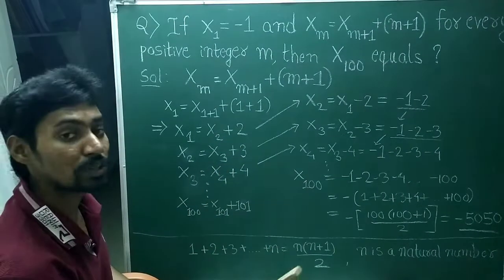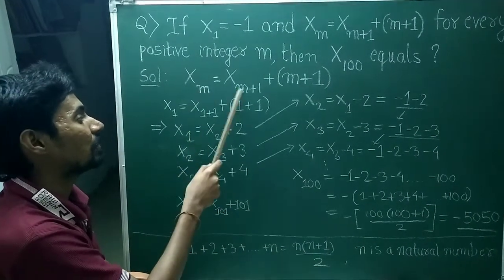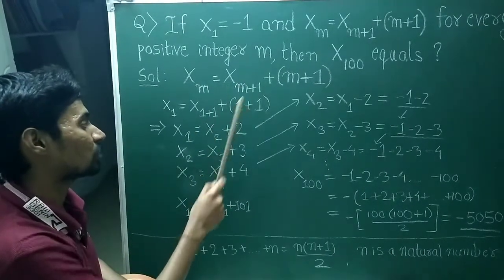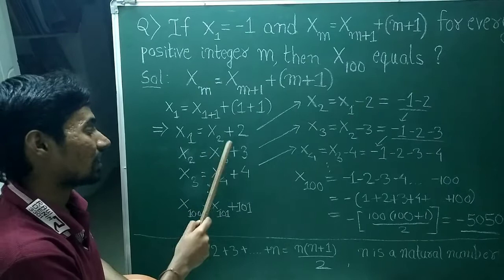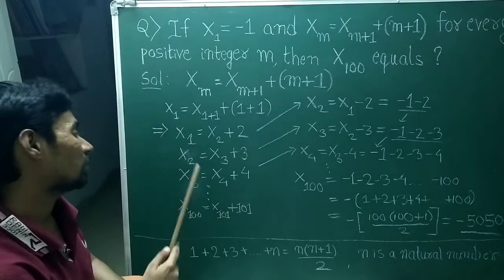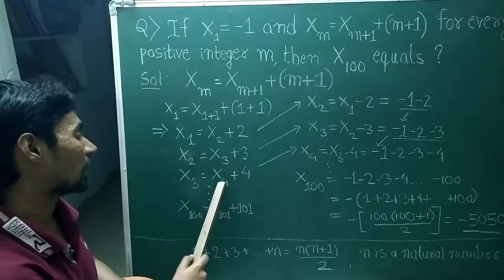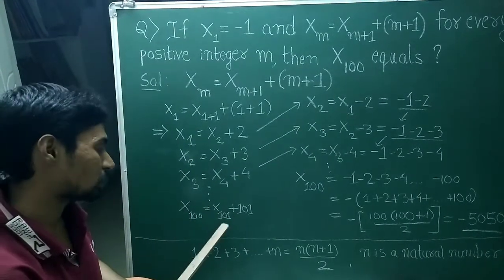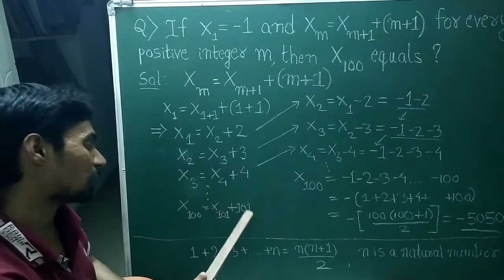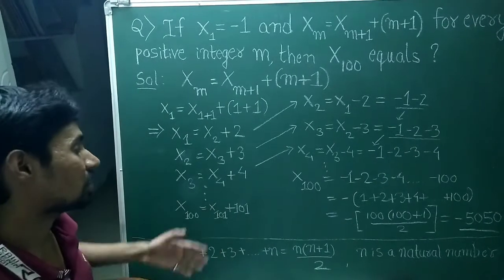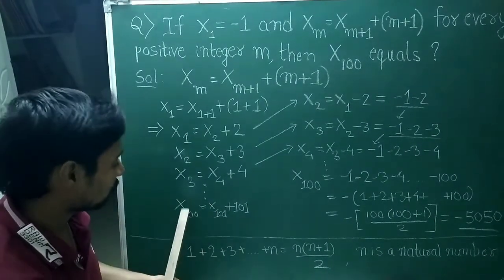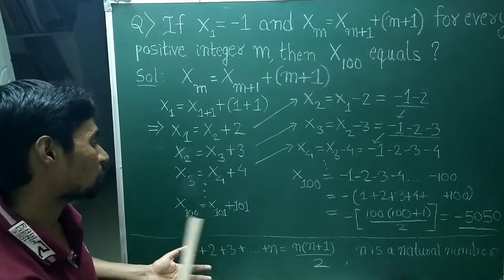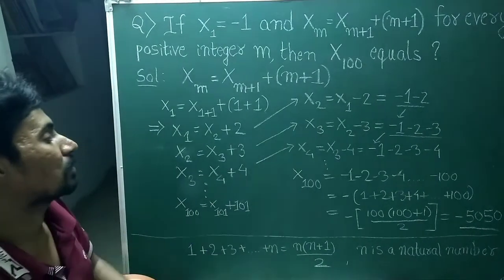Similarly, if you substitute 2 in place of m, then x2 equals x3 plus 3, and then x3 equals x4 plus 4, and so on. If you want x100, it goes to x101 plus 101. But with this method, to get the value of x100, I need to find the value of x101. So let me try to think differently.